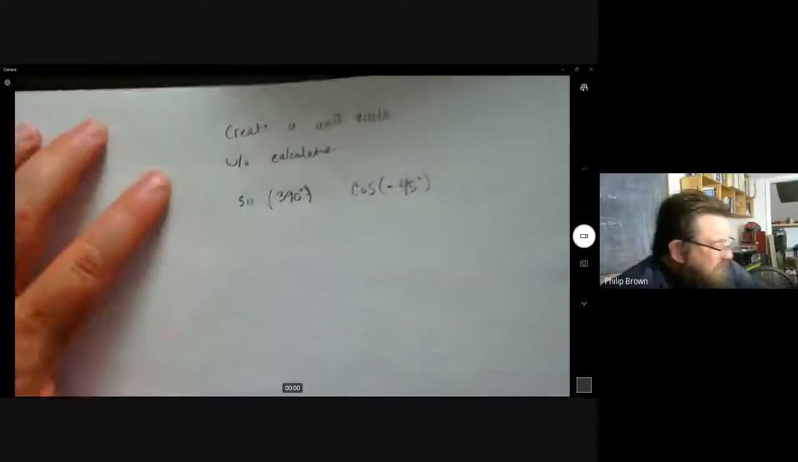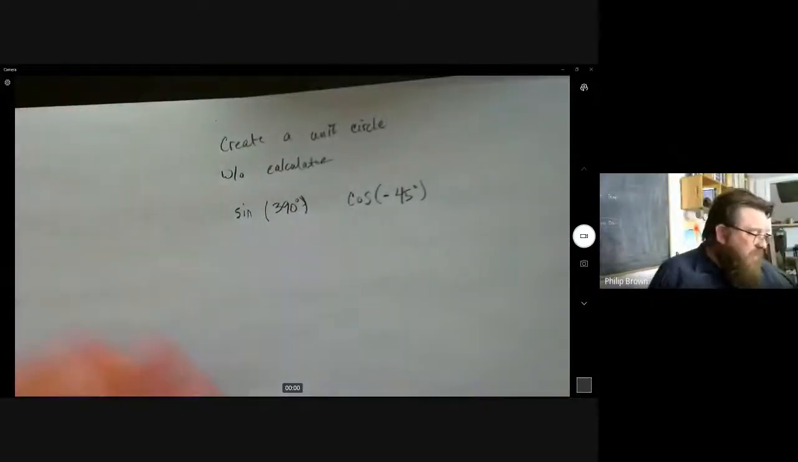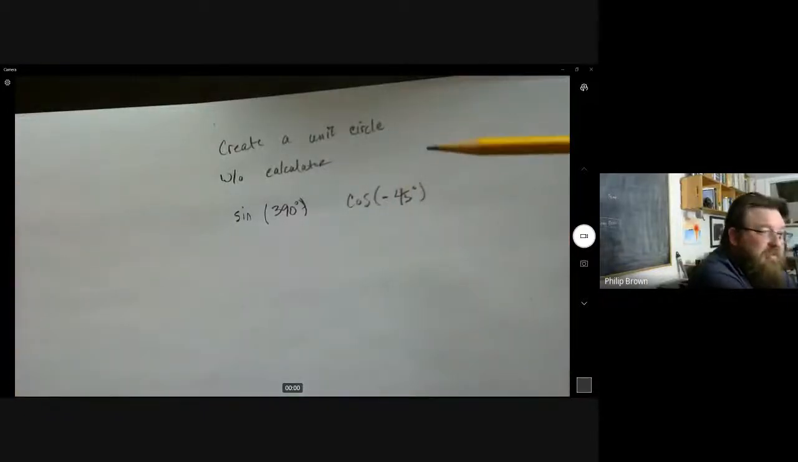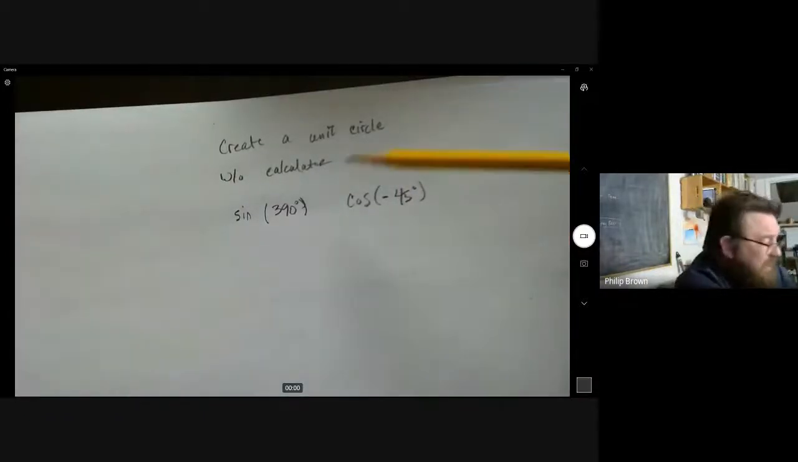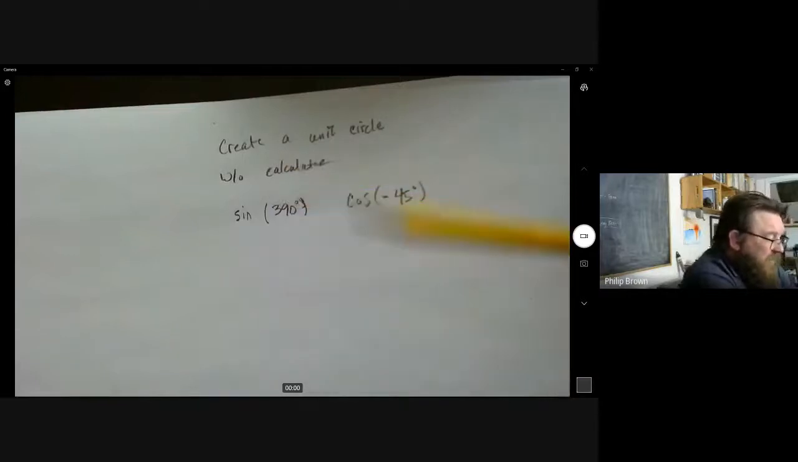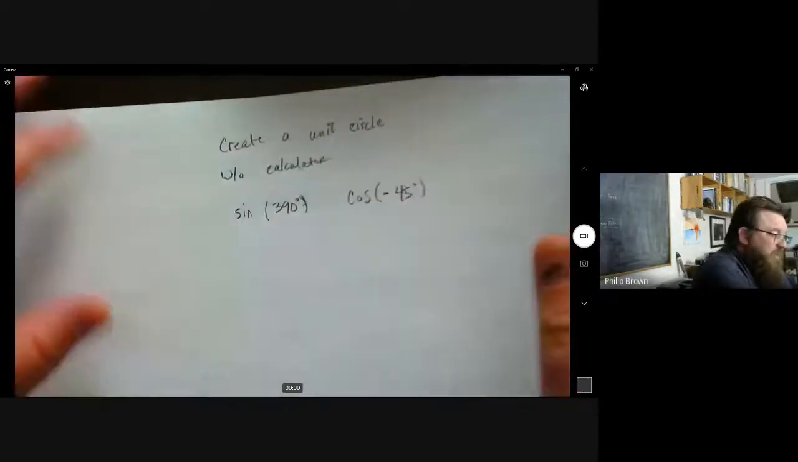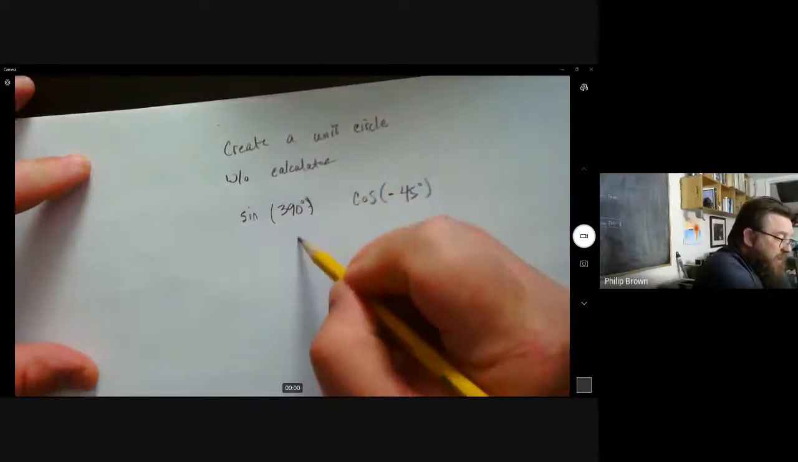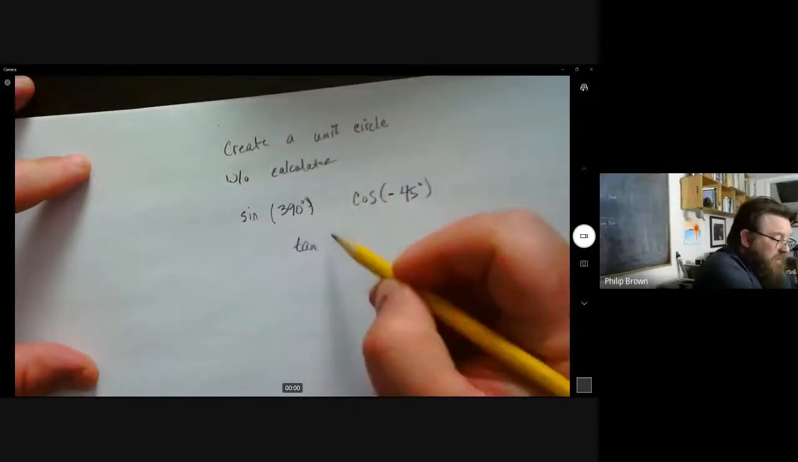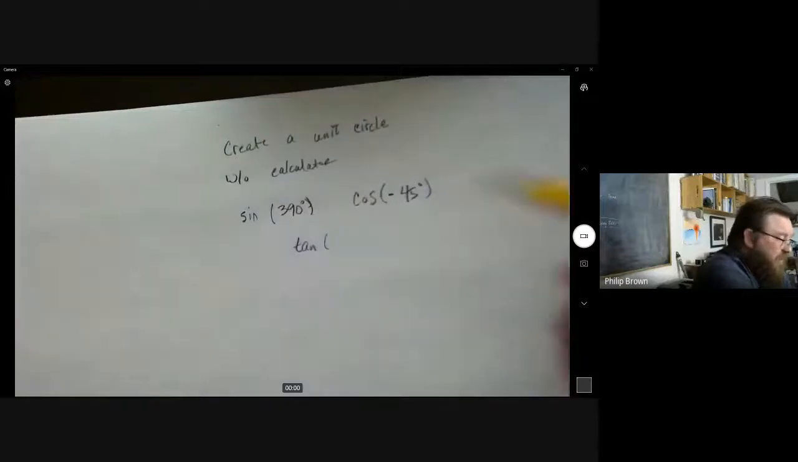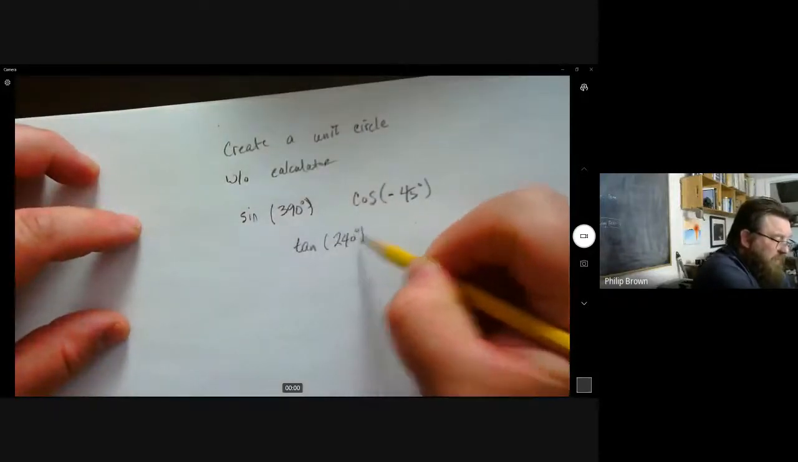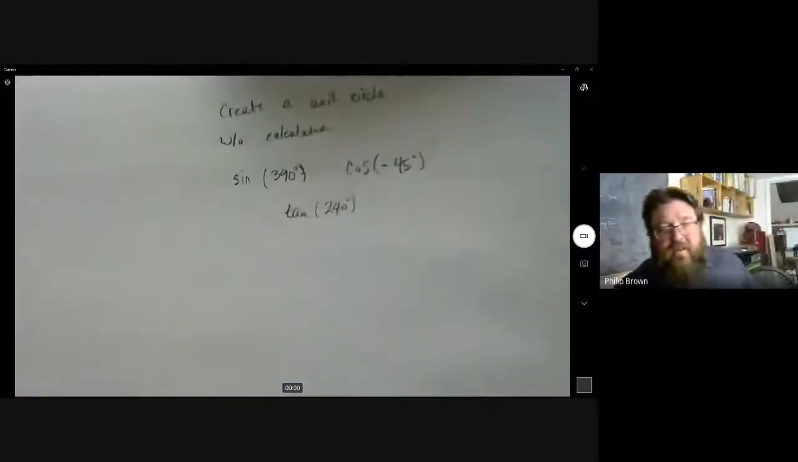I'm going to show you how to create a unit circle from memory, and then the same idea. You don't have to draw a unit circle every time, but the same idea you're going to use to figure out what the sine of 390 degrees, 90 degrees, or negative 45 degrees is, or maybe even the tangent of, I don't know, 240 degrees. So stuff like that. That's what I'm going to teach you how to do in this.